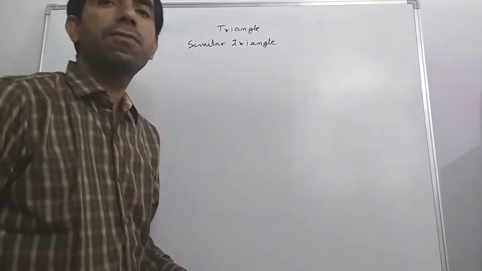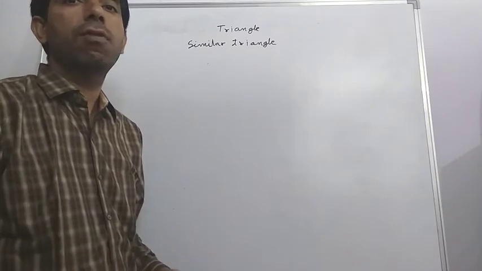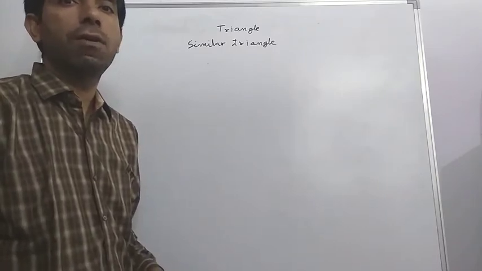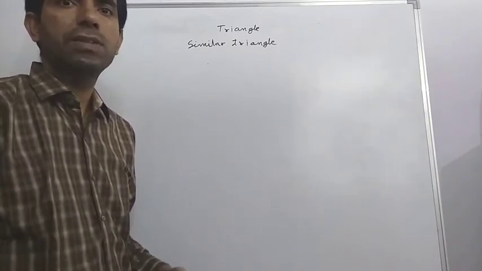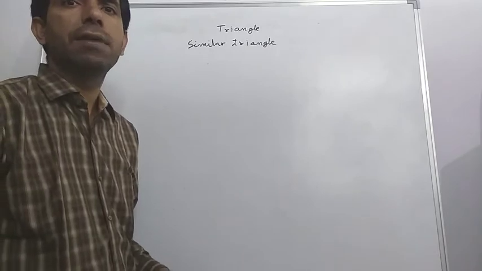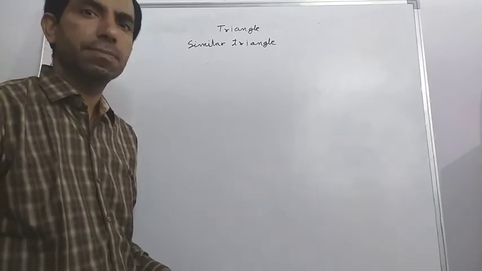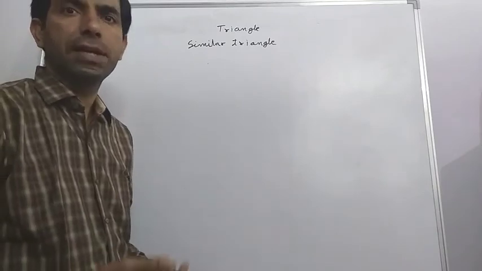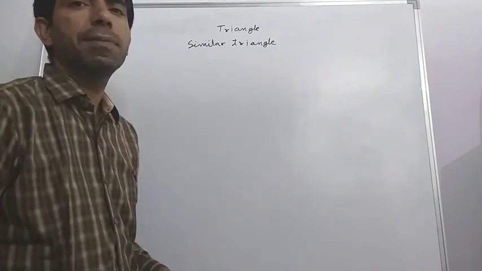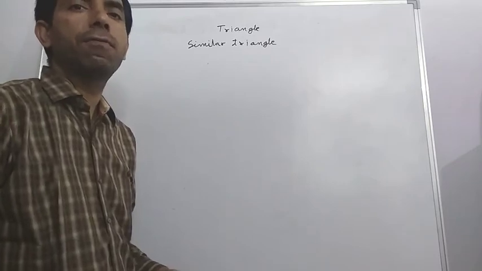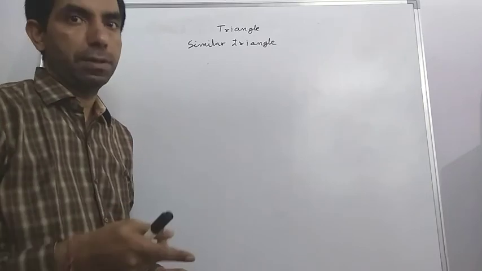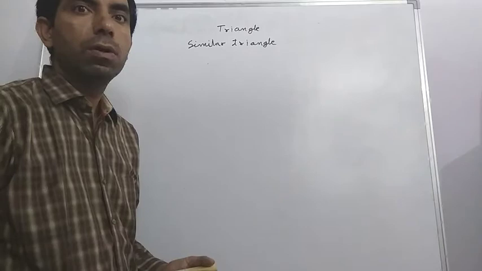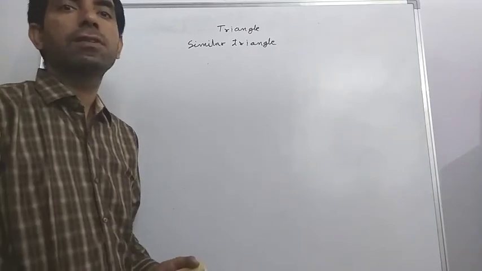What is the definition of similar triangle? Generally we have already learned the definition of triangle. A polygon which has three sides is called a triangle. It has three sides, three vertices, three angles, and the sum of all angles is 180 degrees. But similar triangle is the part of triangle and similar. So we have to know what is the definition of similar.